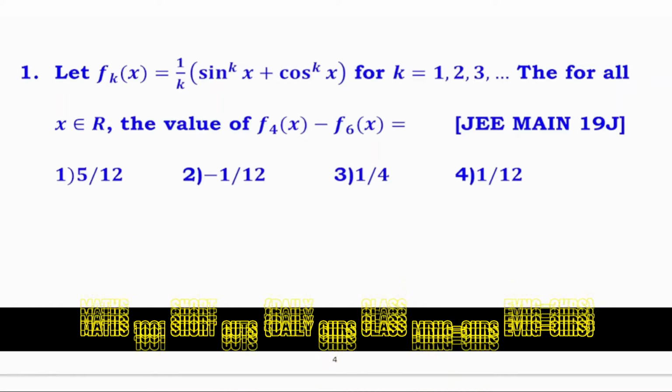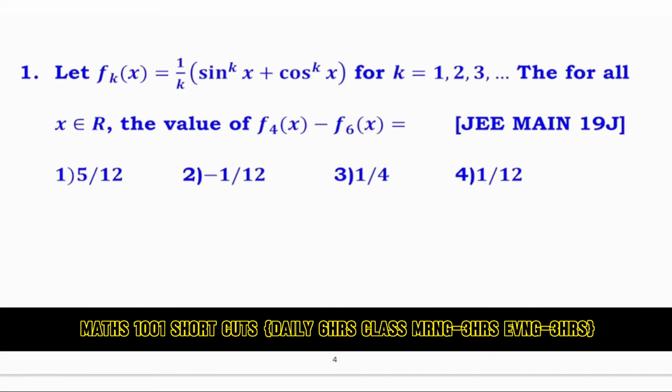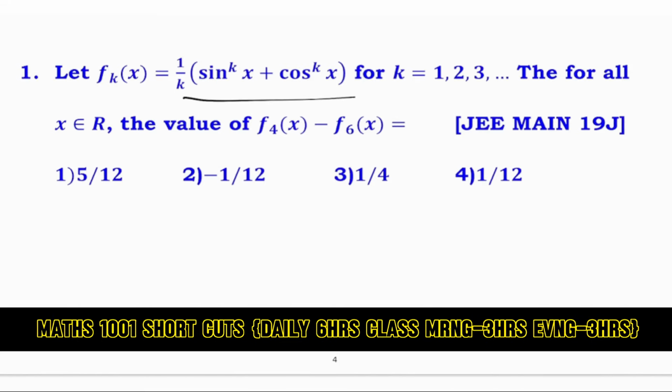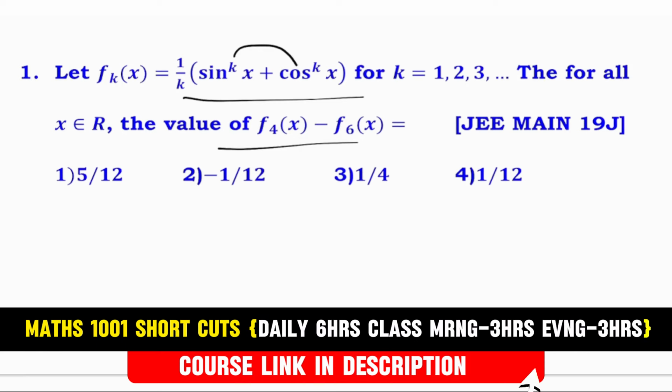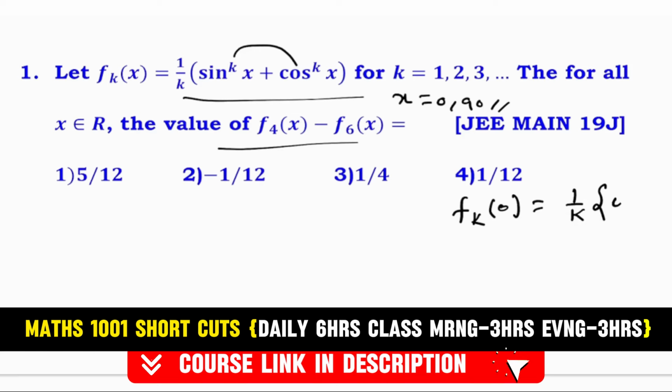So this question, how can you do it? Whenever you see in trigonometry these type of questions where both sine and cos are there, I can go either with substitution 0 or 90 degrees, that will be a good substitution. When I substitute 0, what will my f of k become? It is nothing but 1 by k, 0 plus 1. So it's nothing but 1 by k.